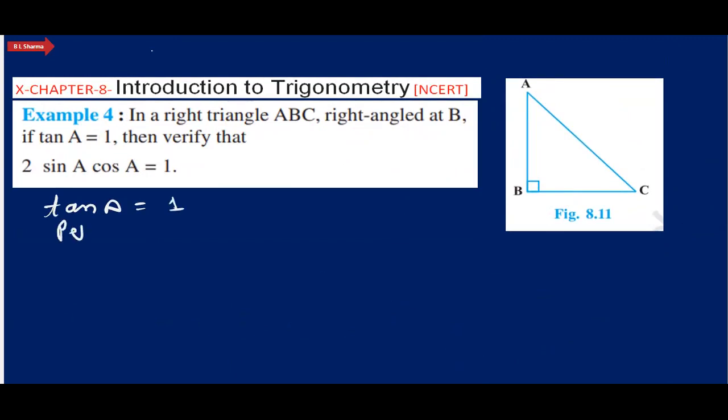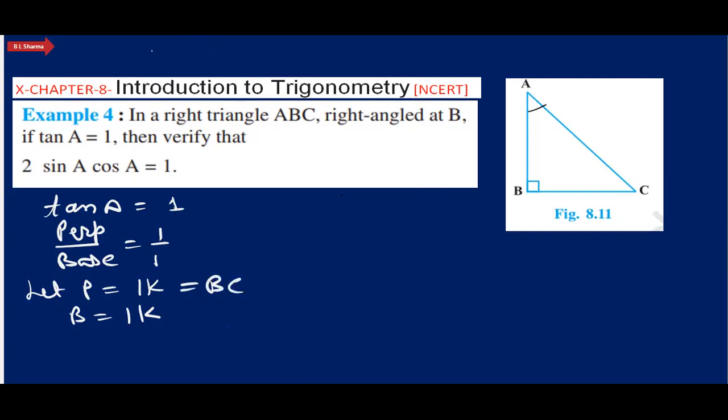Tan A means perpendicular upon base. What is the ratio? 1 upon 1. So हमें सपोज करेंगे, let perpendicular is 1k, then base is also 1k. यहाँ पे acute angle हमारा ये है, this is acute angle A. तो perpendicular हमारा हुआ BC, so we can say perpendicular BC is 1k and base AB is also 1k.